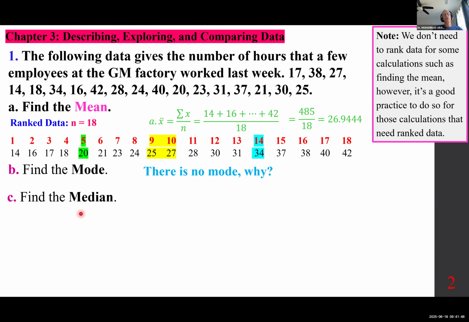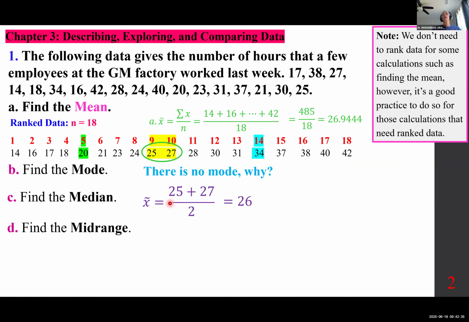Find the median. Well, the median by definition is the middle term. So there are 18 pieces and there is no middle. The middle is between the 9th and the 10th one: 25 and 27 divided by 2. So when you rank the data, the median is the middle term. We don't have any. So when we end up with n being an even number, you have to add the two numbers in the middle, divided by 2, which becomes 26.